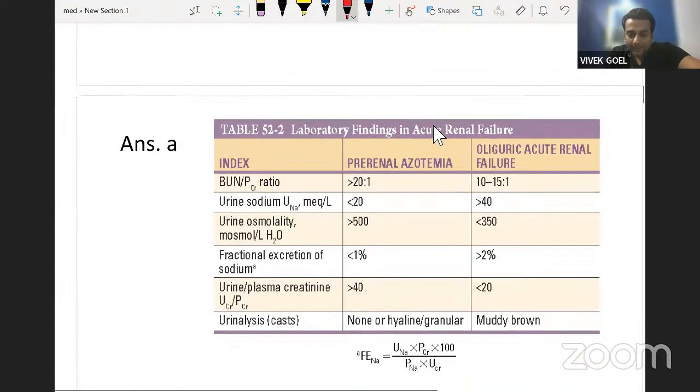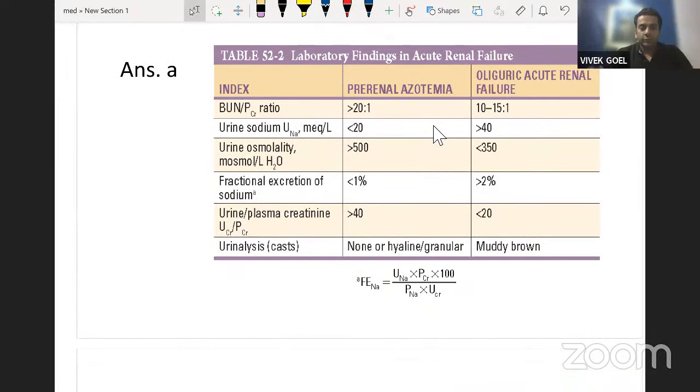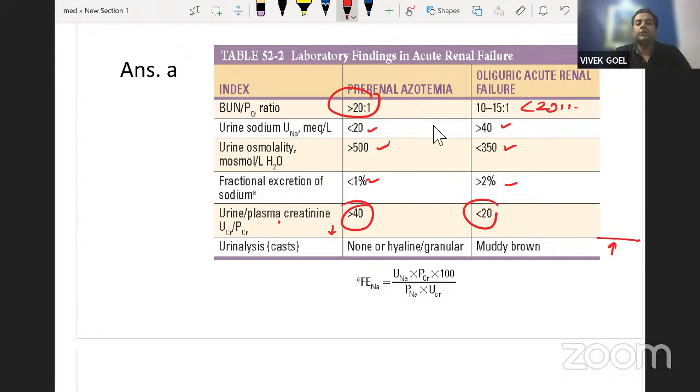So this is the table that I have been referring to. As I was telling you, the BUN by creatinine ratio: more than 20:1, less than 20:1. The urinary sodium: less than 20, more than 40. FeNA: less than 1%, more than 2%. Urinary osmolality: less than 350, more than 500. As I told you, in pre-renal azotemia it would be more concentrated. And for the urine to plasma creatinine ratio, because the plasma creatinine is higher in intrinsic AKI, the denominator is more and the ratio is less, and the denominator is lesser in pre-renal, so the ratio is higher.